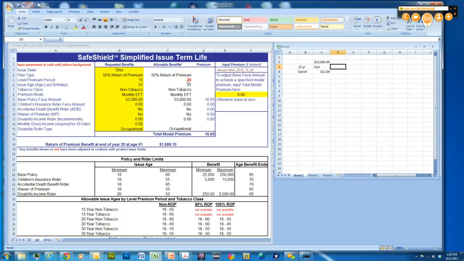Notice that in red it says 20. Basically what that's saying is there is not a return of premium available for a 15-year term. You can see that down here as well. It says here at the bottom, 15-year non-tobacco and tobacco, 50% ROP and 100% ROP not available. So I'm going to have to show the client this 50% return of premium rate of $16.65, but I look at it as a bonus. I go, for $16.65, they're going to give you a 20-year. They're going to cover you for 20 years, which is cool.